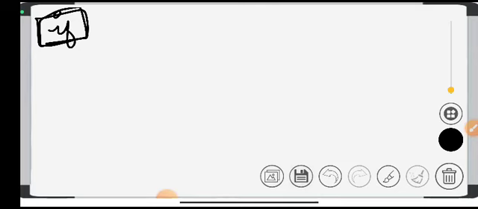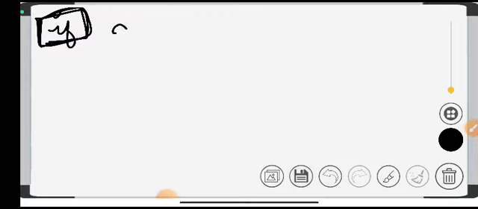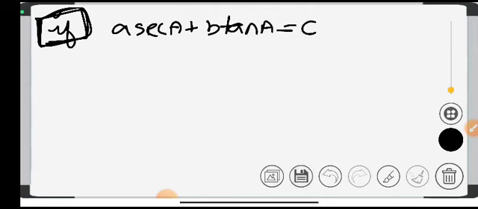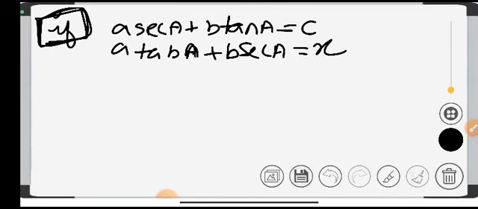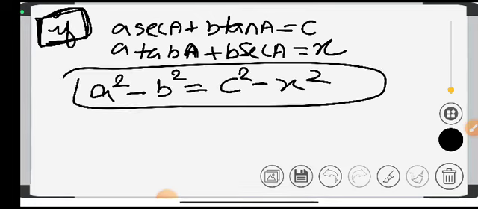So without confusing, if you are unable to understand, you directly remember this resultant: a sec A plus b tan A is equal to c, and a tan A plus b sec A is equal to x. So the resultant will be a square minus b square is equal to c square minus x square. That's it. You remember this one. Don't need to square, don't need to add, don't need to subtract.